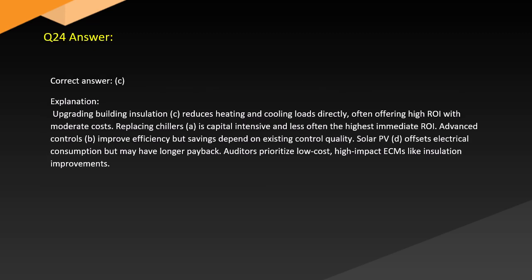Answer. Correct answer: C. Explanation. Upgrading building insulation, C, reduces heating and cooling loads directly, often offering high ROI with moderate costs. Replacing chillers, A, is capital intensive and less often the highest immediate ROI. Advanced controls, B, improve efficiency but savings depend on existing control quality. Solar PV, D, offsets electrical consumption but may have longer payback. Auditors prioritize low cost, high impact ECMs like insulation improvements.